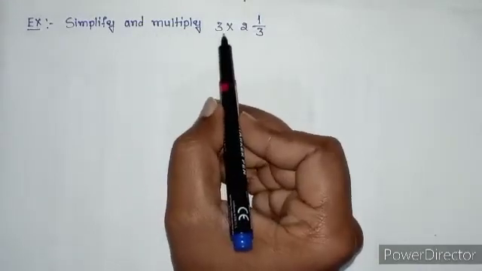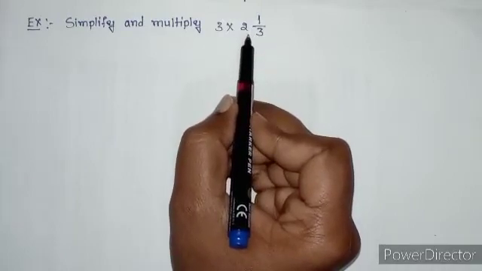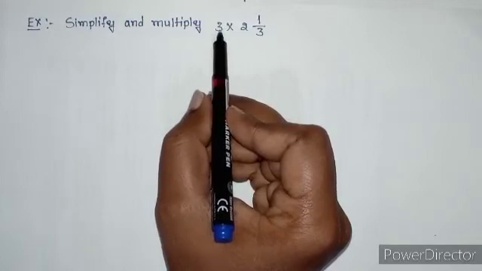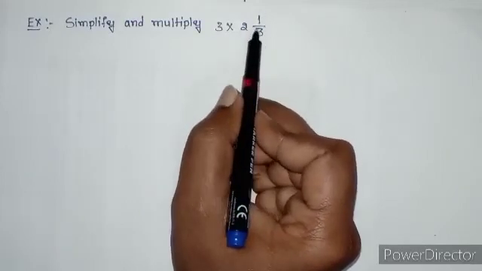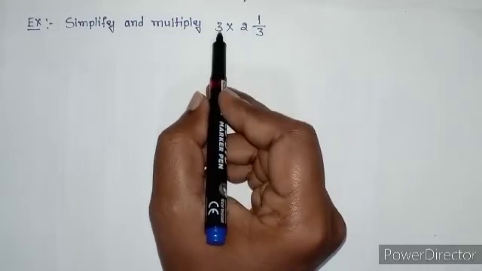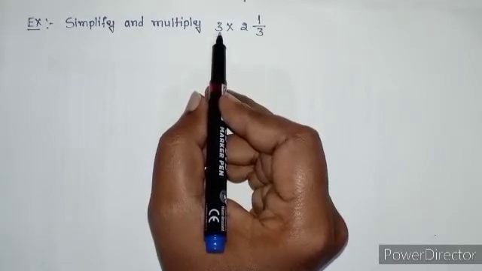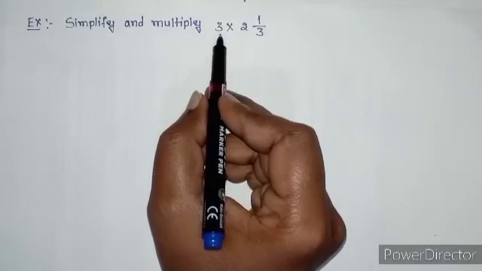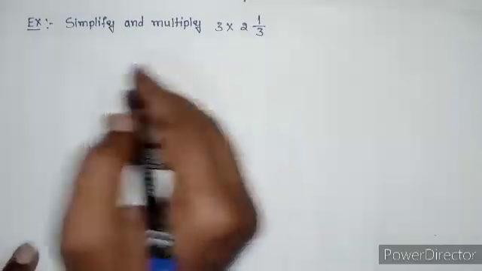Simplify and multiply 3 into 2 into 1 over 3. Okay. So here 3 is a whole number. Right. So here 2 into 1 over 3 is a mixed fraction. So here first we need to write the whole number as a fraction by placing 1 in denominator.